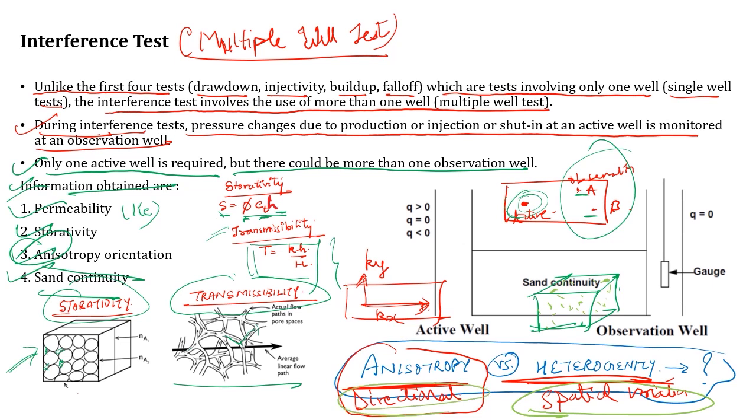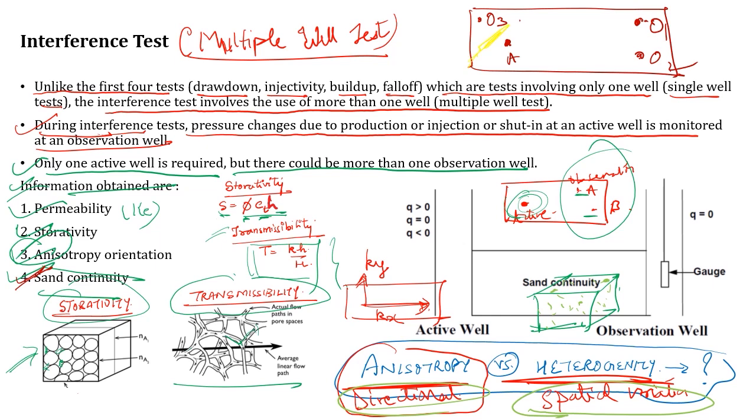Now let's discuss the next point, which is sand continuity. Now let's say I have a rectangular reservoir, I have one well over here, this is my active well, and I have observation well O1, observation well O2, and observation well O3. Now let's say this O3 well is in a different sand, completely different sand, and these O1 and O2 are in completely different sand.